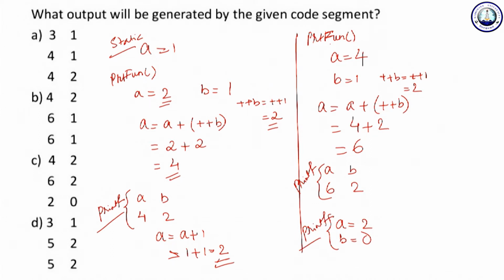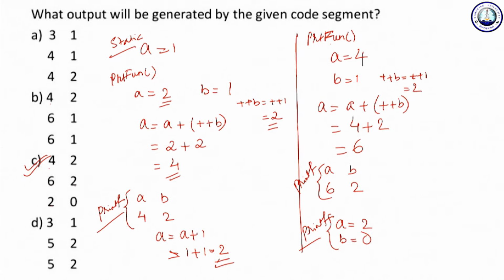So, your first output is 4 comma 2. B and C both are giving 4 comma 2, right. Then second is 6 comma 2. So, your second is 6 comma 2 in option C, and next is 2 comma 0. So, your answer for this question is C.